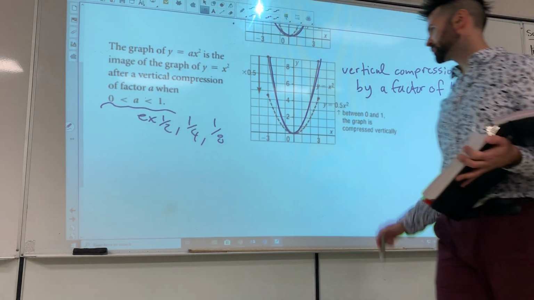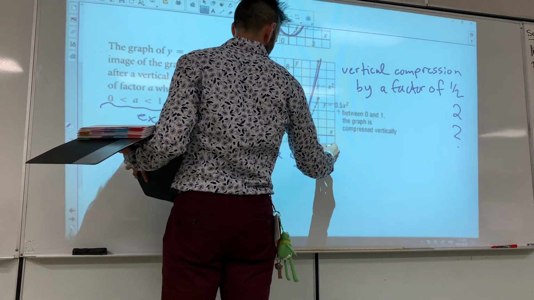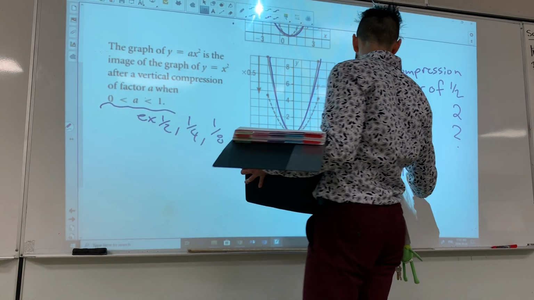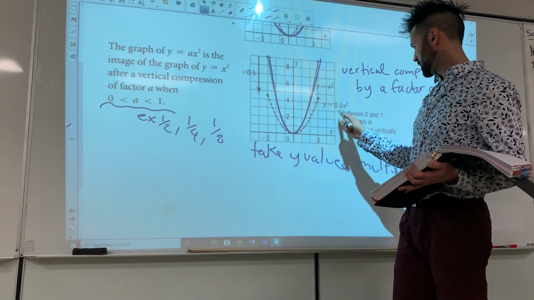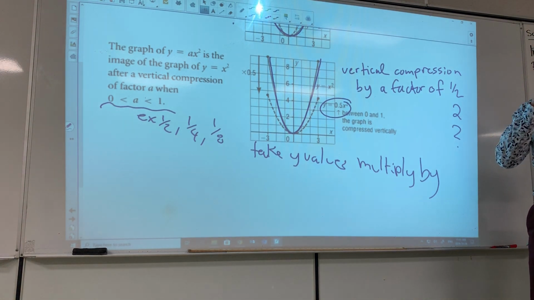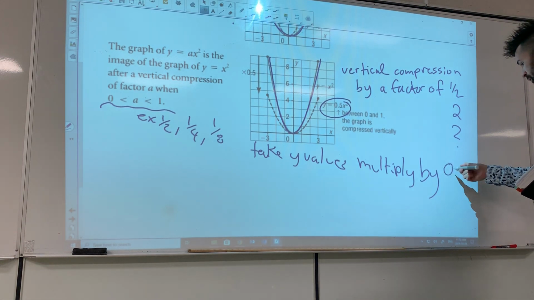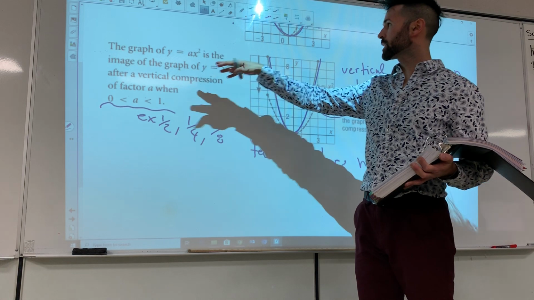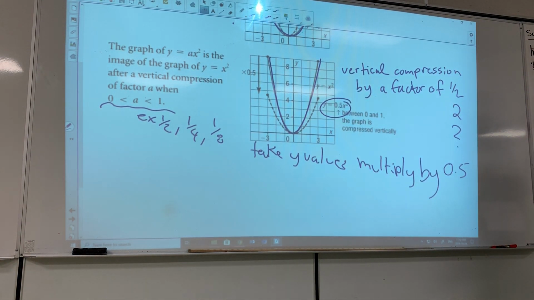What I want you guys to know for today is, you take the y values and you multiply by what? You guys remember from yesterday. For this one, if it was y equals 0.5x squared, what would I be multiplying my y values by? Yes, by 0.5. So for today, I just want you to walk away knowing that if the a value is not 1, whatever it is, I'm going to multiply the y values by whatever the a value is to get my transformation, to get my new graph.